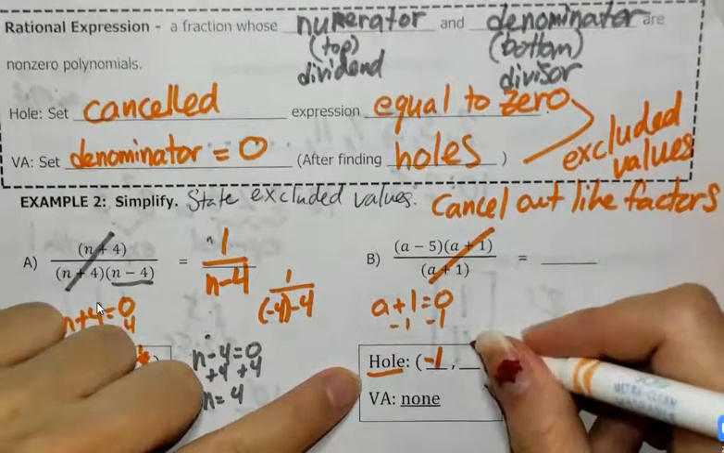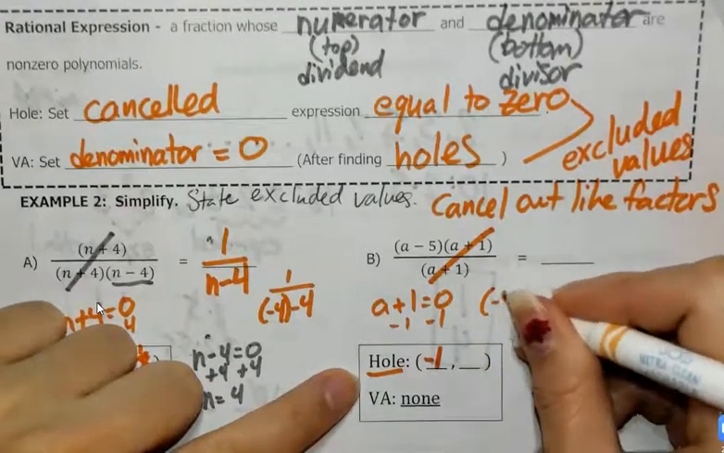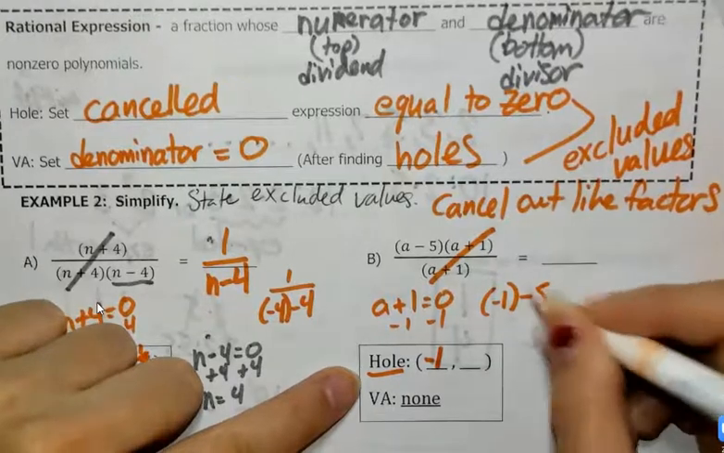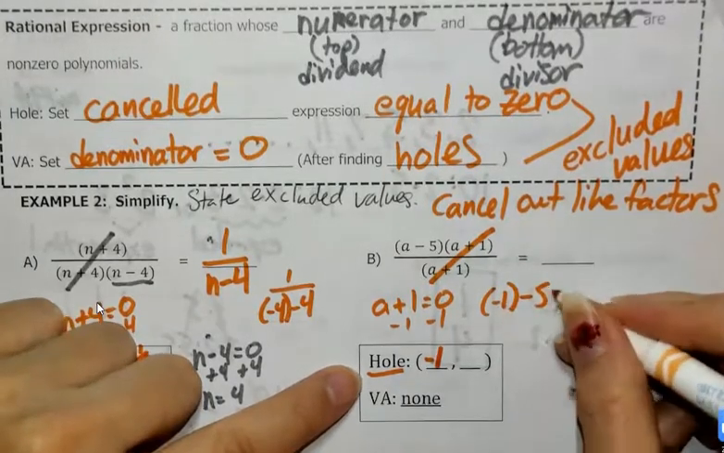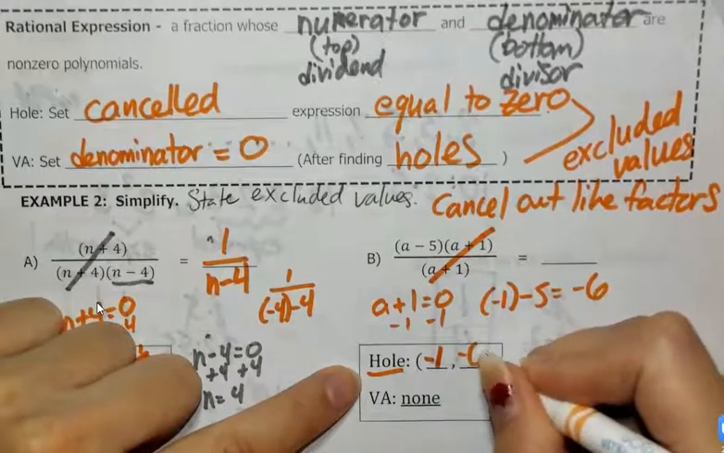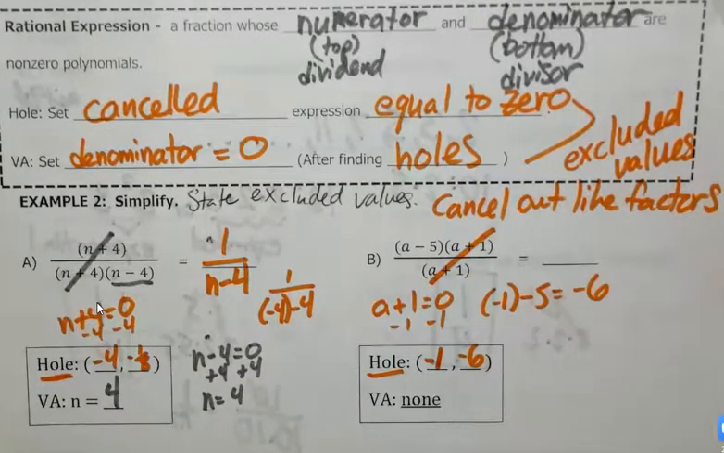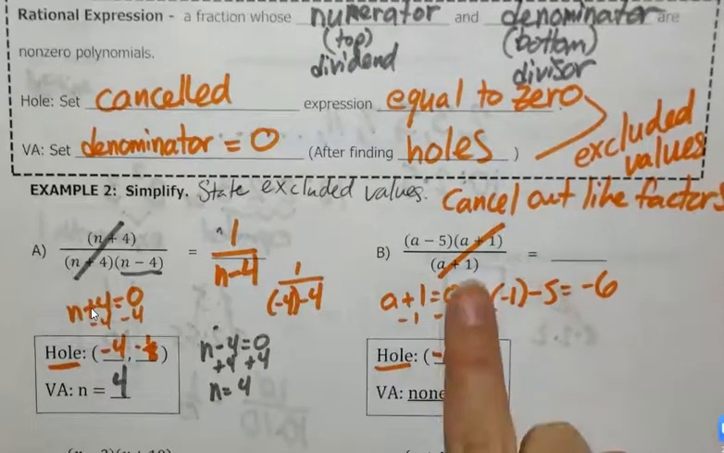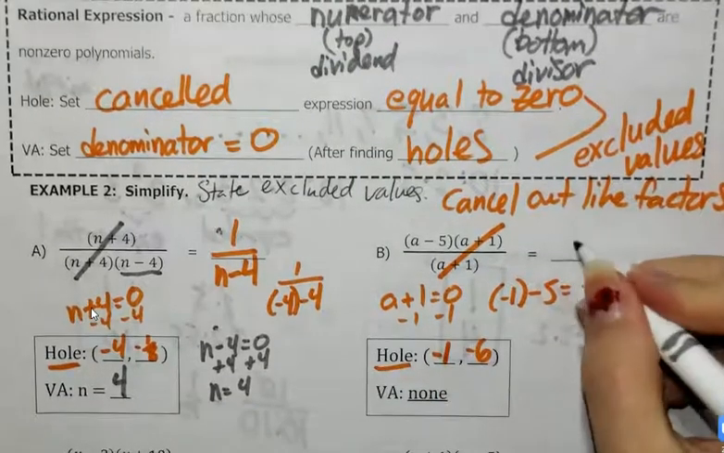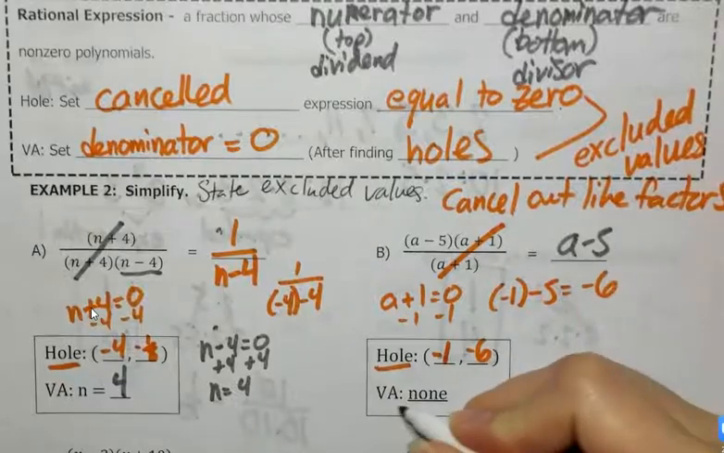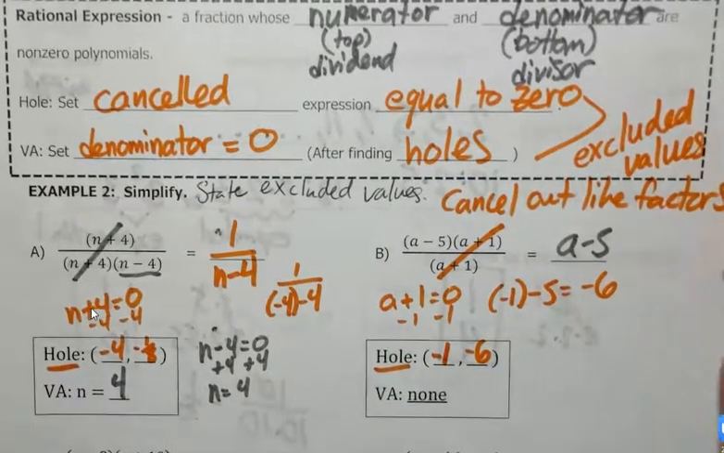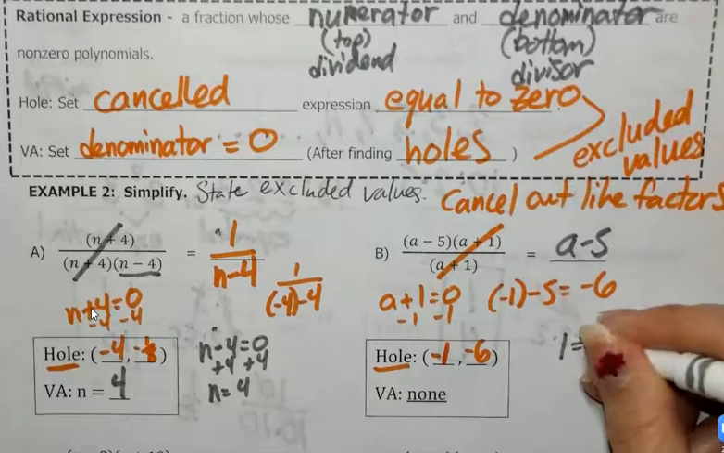And then to get the y value, you plug in the answer you just got into what's left over. So this would be negative 6. And then there's nothing left of the denominator. You just have a minus 5. So there's no vertical asymptotes, because 1 can never be 0.